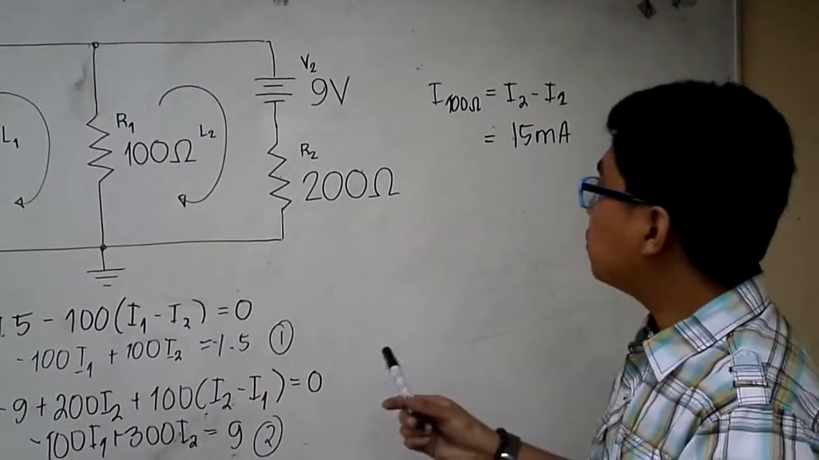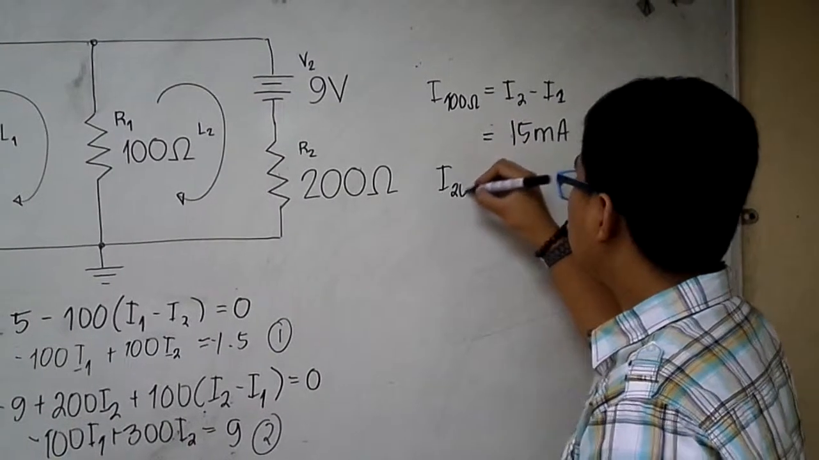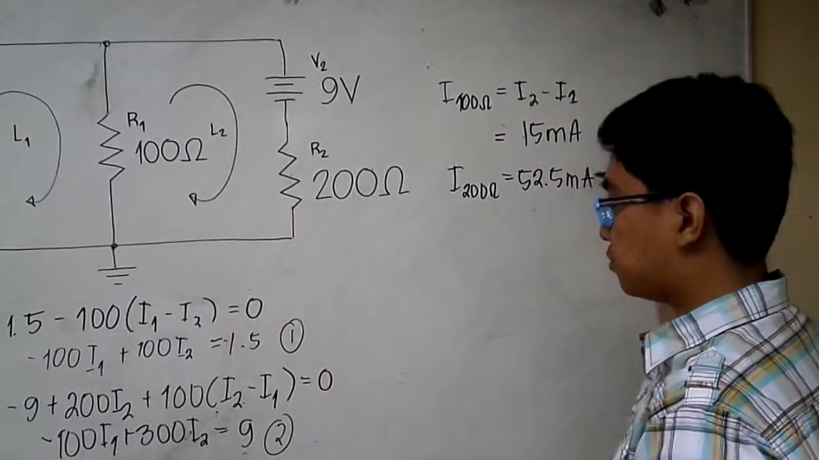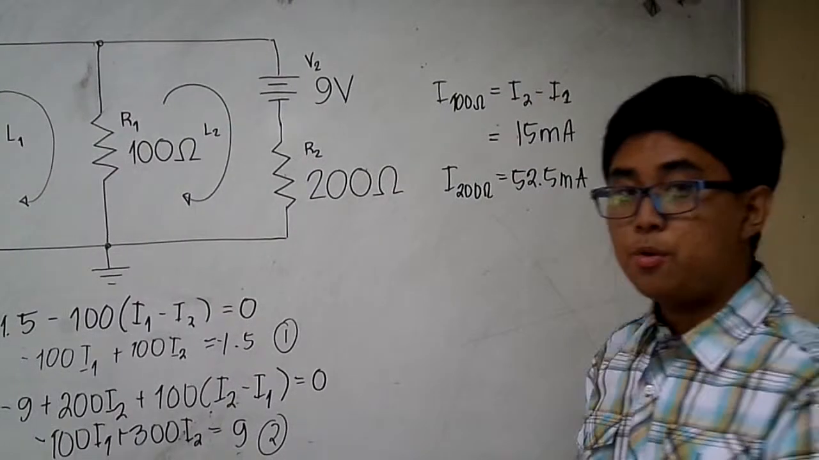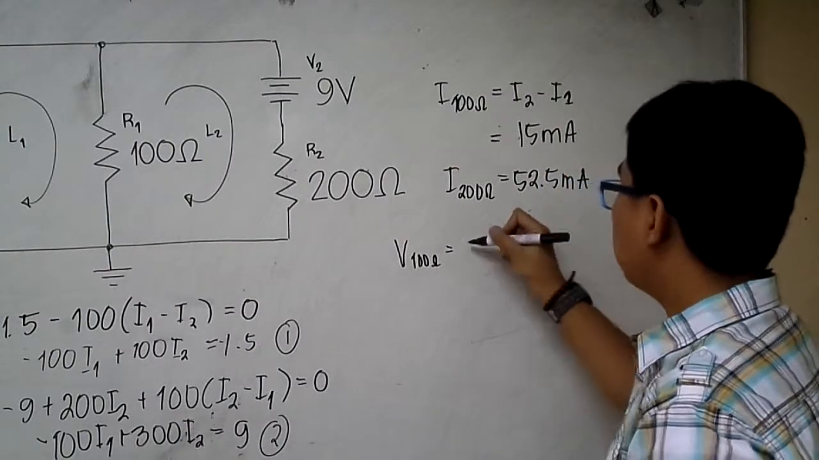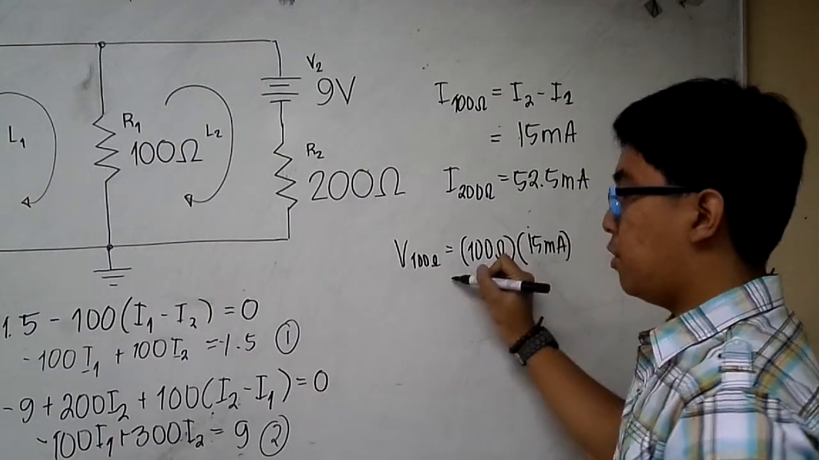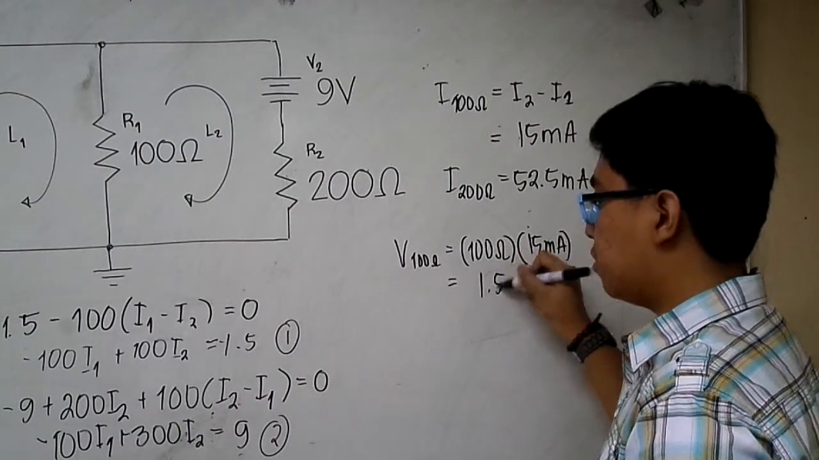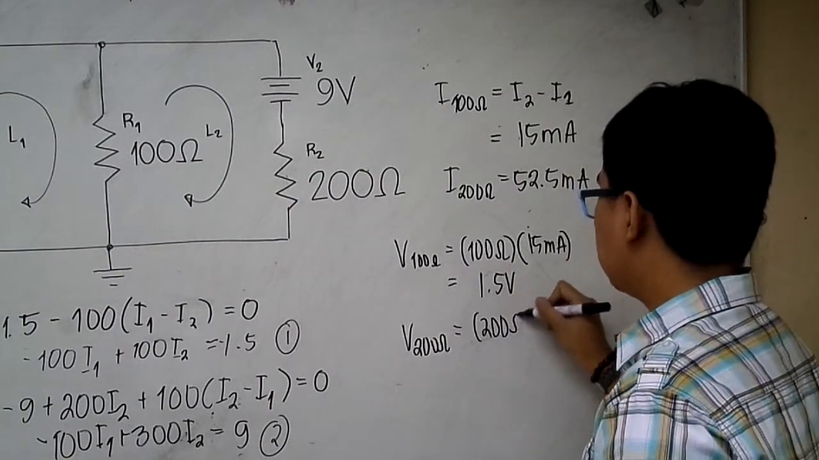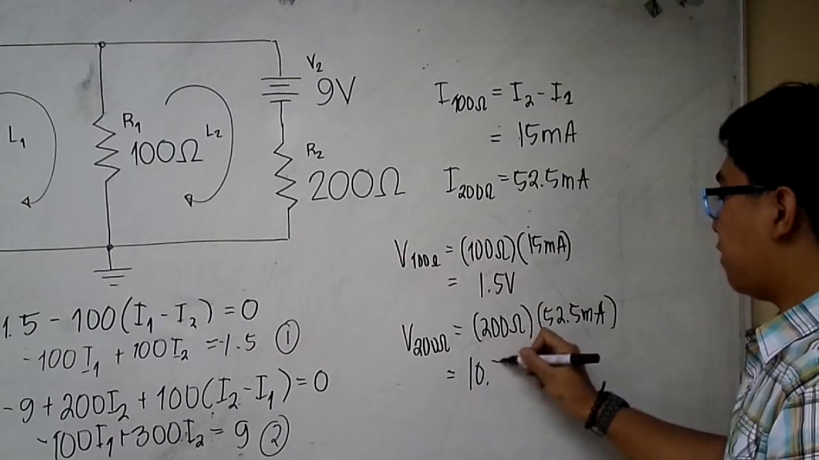And the current I2 is also equivalent to the current of the 200 ohm resistor, which is 52.5 milliamperes. And again, by Ohm's law, we can get the voltages: V100 is equal to the resistance, 100 ohms, times 15 milliamperes, which is 1.5 volts. And for the 200 ohm, we will have 200 ohms times 52.5 milliamperes, which is 10.5 volts.